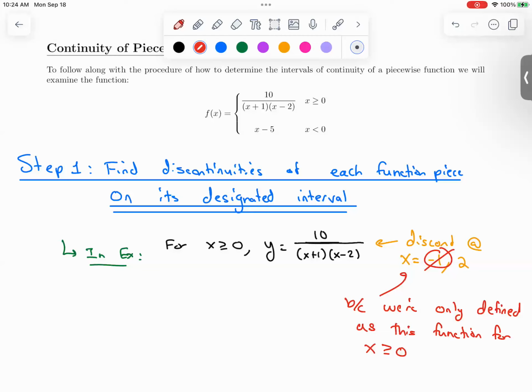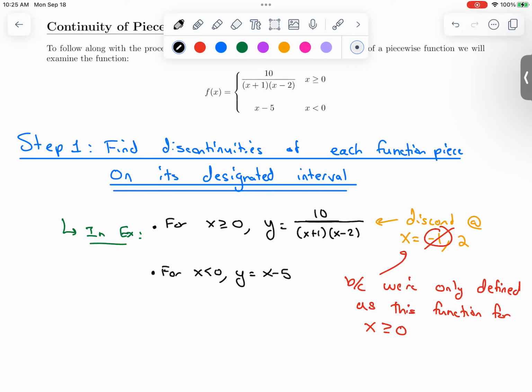For x less than 0, y is going to equal x minus 5, right? Discontinuity is that? Nothing. It's a line. It's a polynomial. It's one of the more boring examples of a polynomial, but a polynomial nonetheless. And polynomials are continuous everywhere. So this one has no discontinuities.